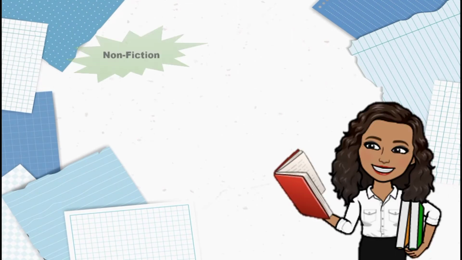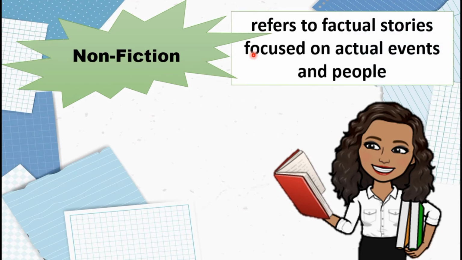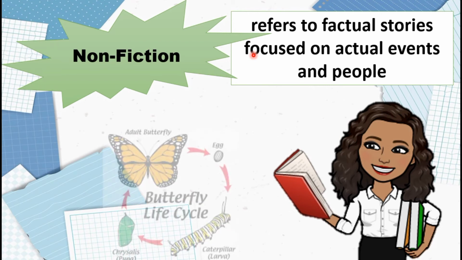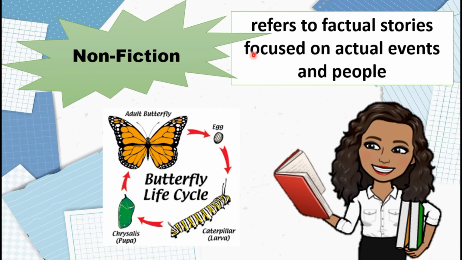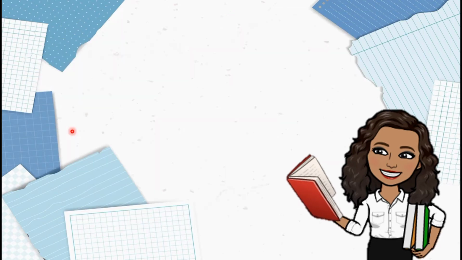On the other hand, when we say non-fiction, it refers to factual stories focused on actual people and events, meaning to say it has to have evidences. Some examples are books about the life cycle of a butterfly or a documentary film.